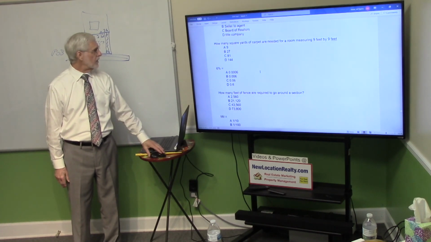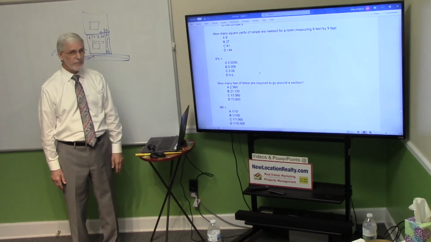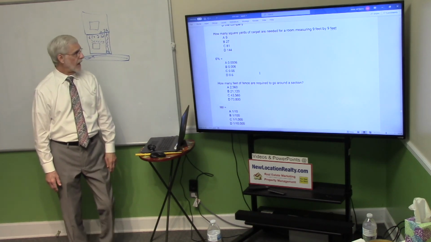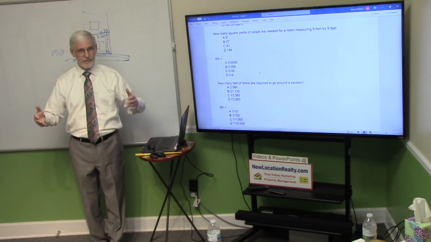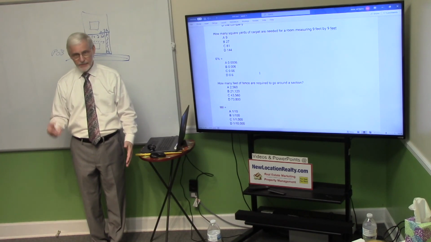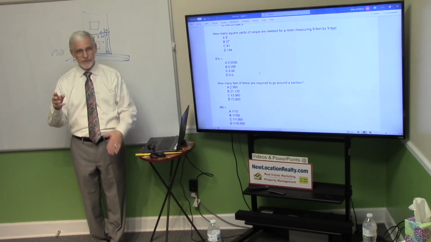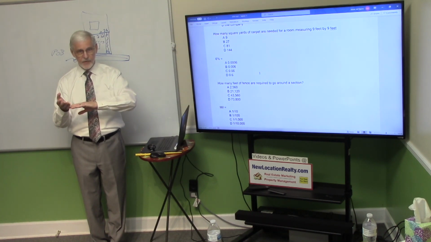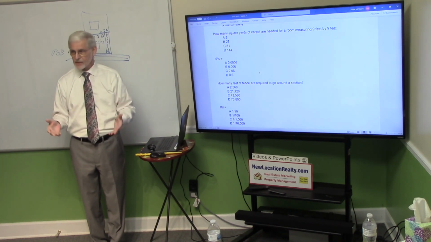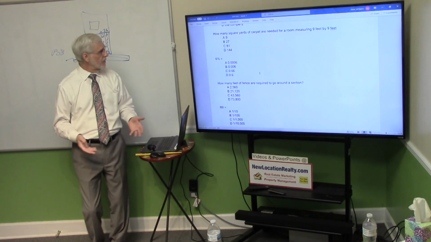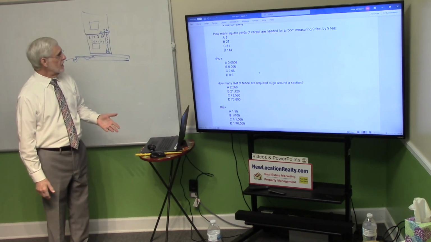All right, now here's one that has been on the test. You have to know how many feet are in a yard. That's 3 feet in a yard. A square yard is 3 feet times 3 feet, so there are 9 square feet in a square yard.